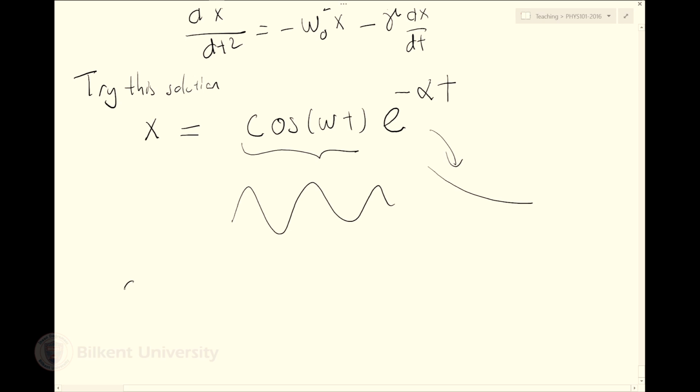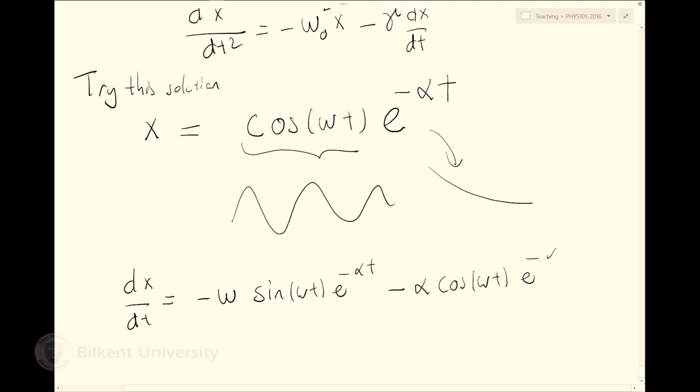Okay, what's dx dt? If I take one derivative, I'll get minus omega sine omega t e to minus alpha t. But the derivative may be acting on the second term. I'll have minus alpha cosine omega t e to minus alpha t.